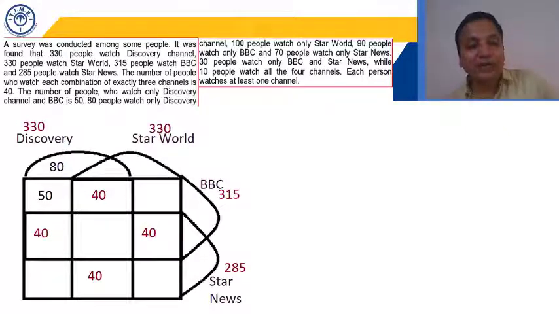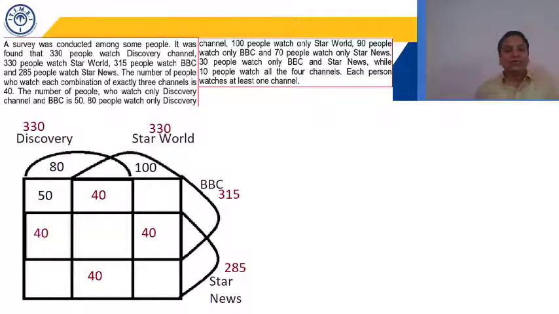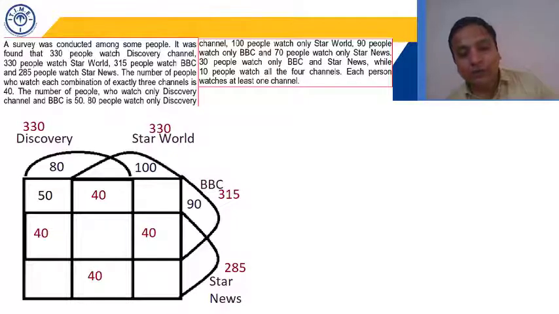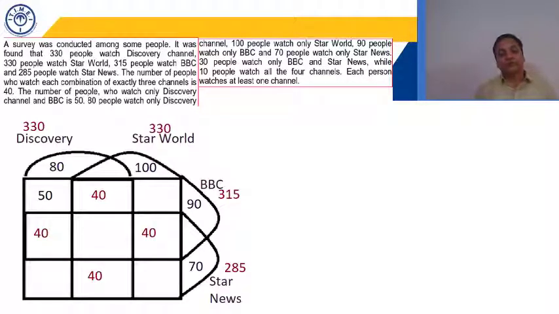100 people watch only Star World. It is outside Discovery, outside BBC, outside Star News. 90 watch only BBC. So this 90 comes under only BBC. It is outside Discovery, outside Star World, outside Star News. And 70 watch only Star News. This 70 is outside Discovery, outside Star World and outside BBC. It's only in Star News.